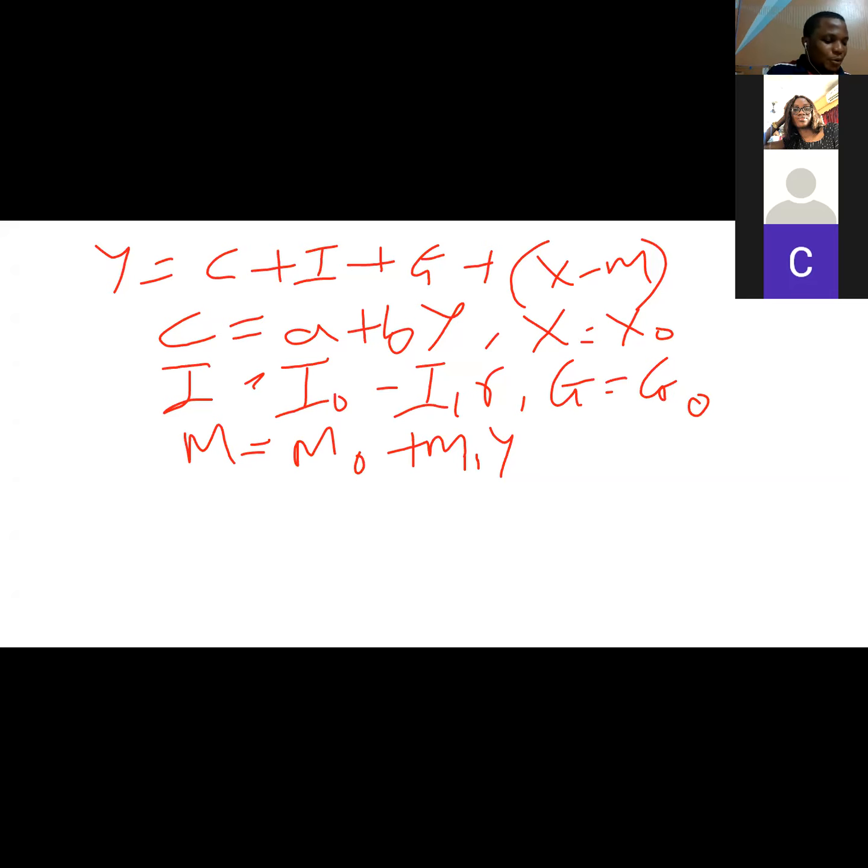So I have been able to define every one of the variables we have here. What will I do next? I will solve all of them together and substitute. So if I solve all of them together and substitute, then I will have this: my Y.